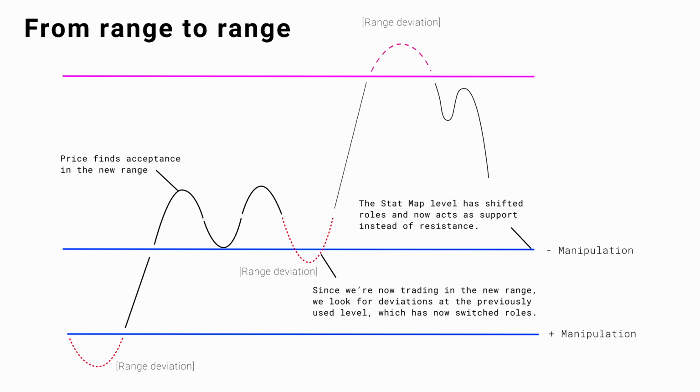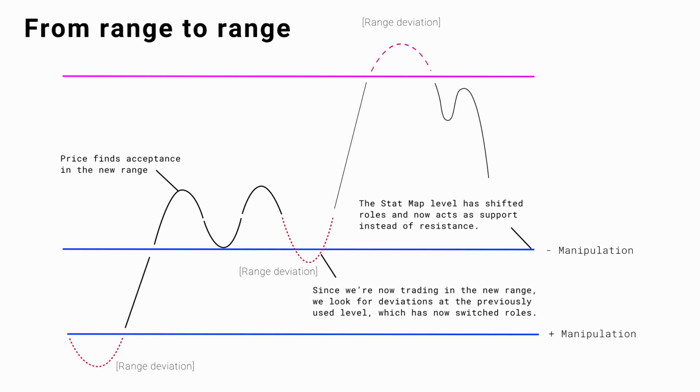In this example, we have a deviation from the plus manipulation range, then price trading back up, but this time above the minus manipulation range. After a consolidation inside the new range, we see price reacting from the minus manipulation range, that now acts as support, driving price higher into the plus distribution level.